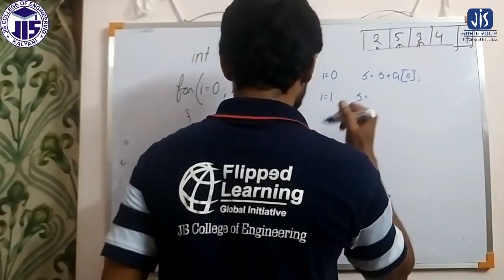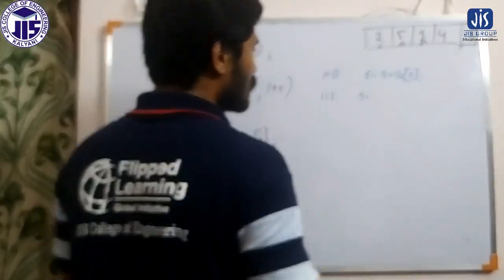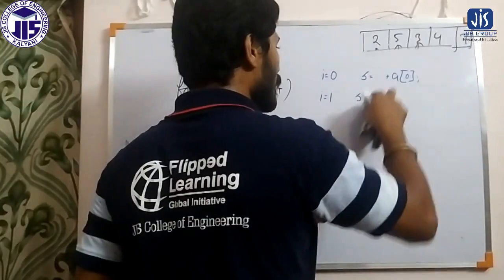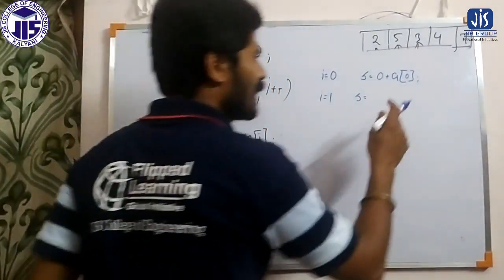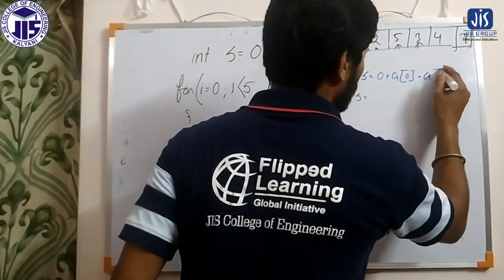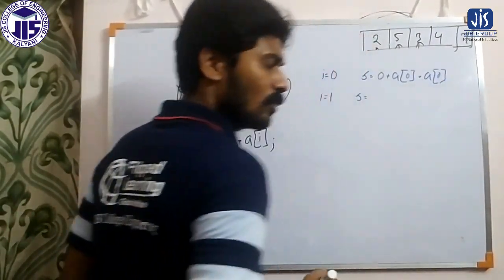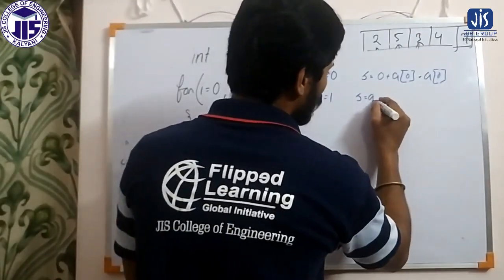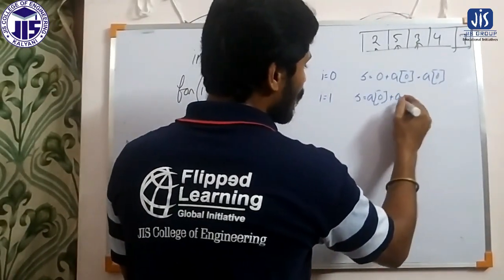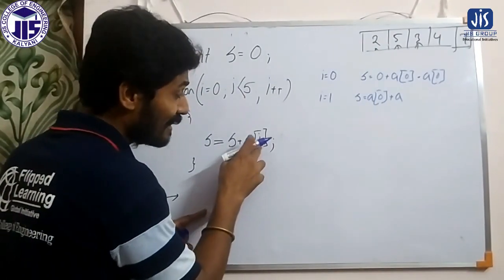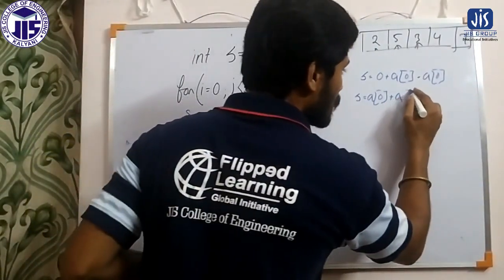So the initial s is basically 0, as we have considered, so we can easily write it only as a0. So we have written a0, that is the previous s, plus a[i]. Now what is the value of i? 1. So it will be a0 plus a1.